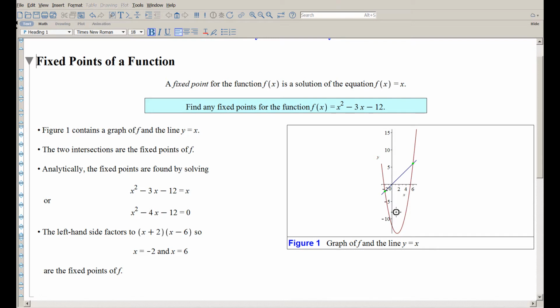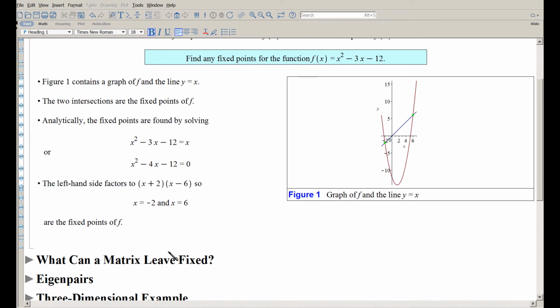And if we look here at the graph, this is a graph of f of x and the line y equals x. And where these two intersect are the two solutions that we see here, fixed points.